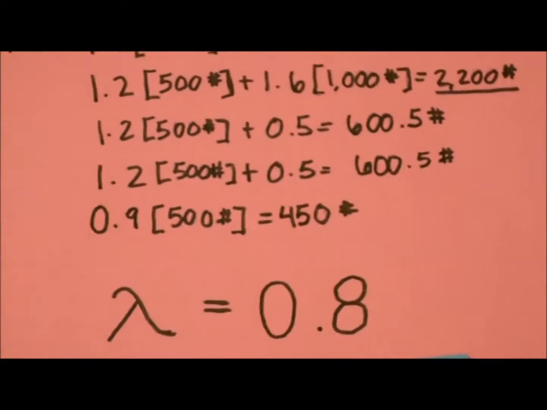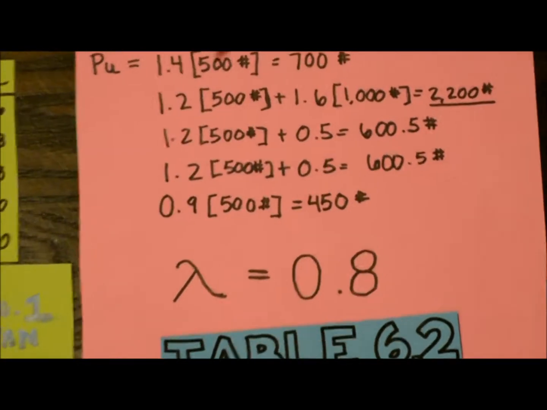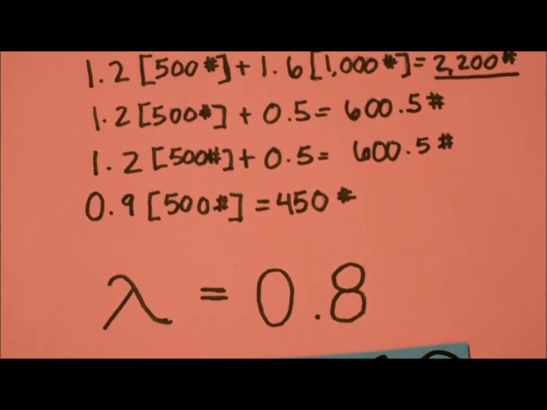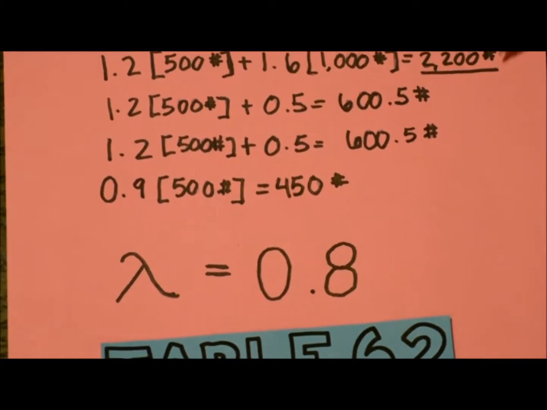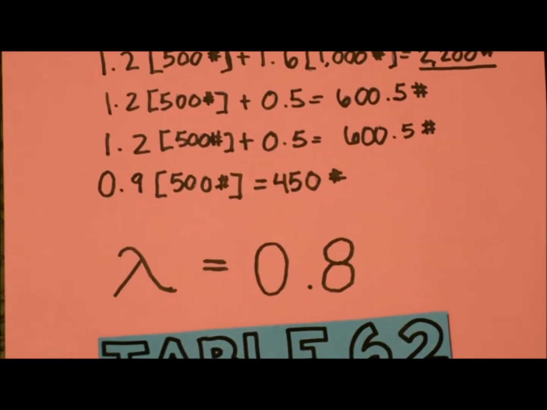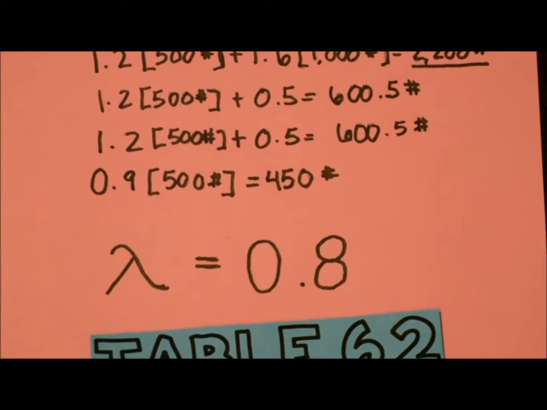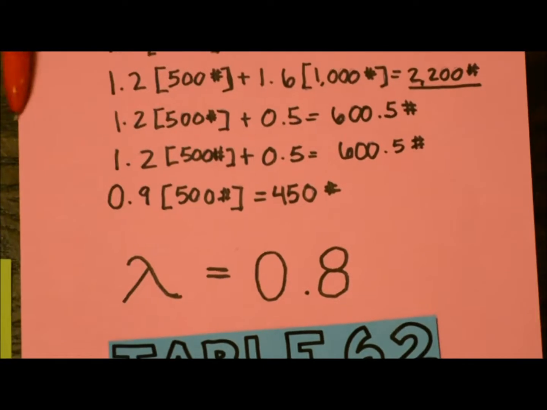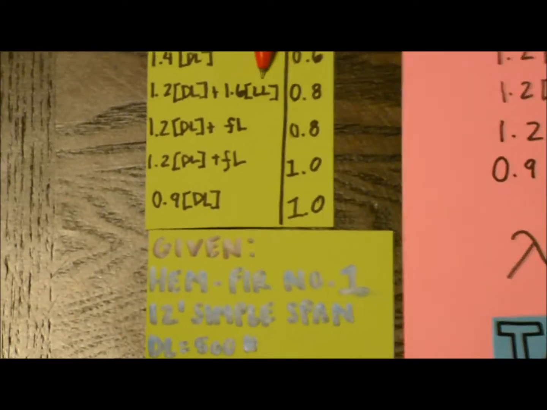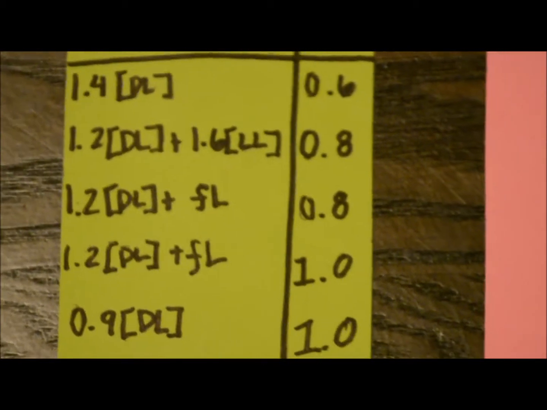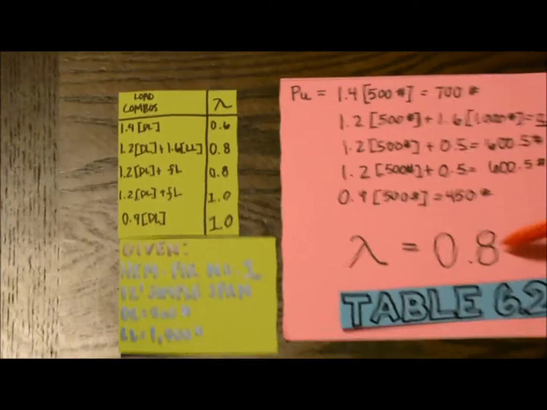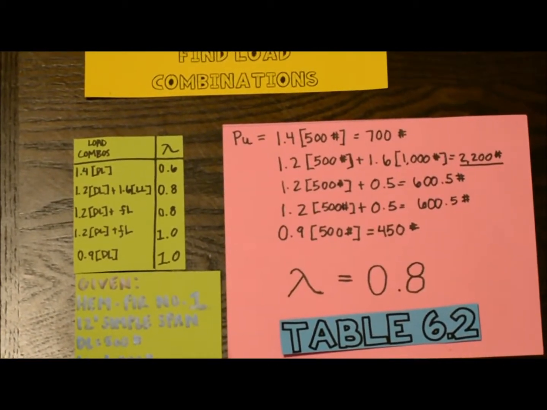So next, we're going to find the highest value of PU. So looking at the equations that we've solved, it looks like equation 2 gives us the highest value of 2,200 pounds. So we're going to go to equation 2 on table 6.2, and we find that lambda, which is also our time effect factor, is equal to 0.8. And this is typical for occupancy.